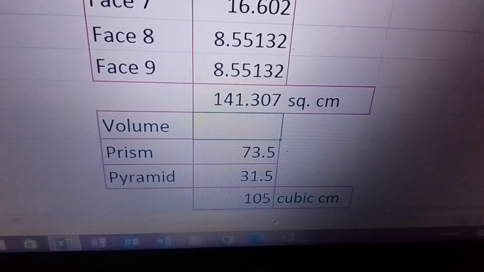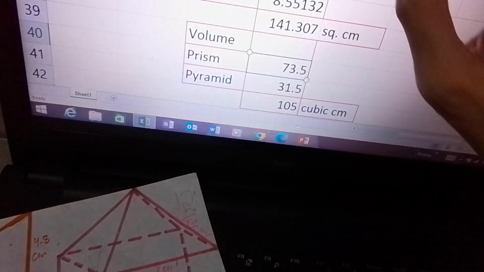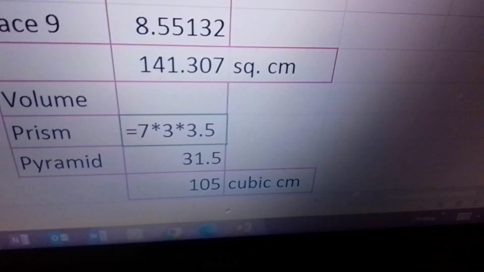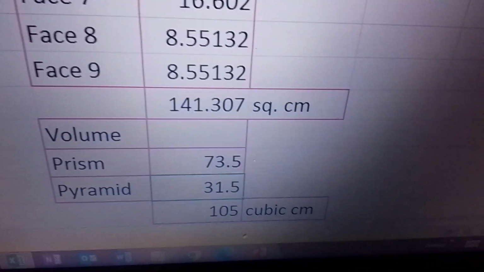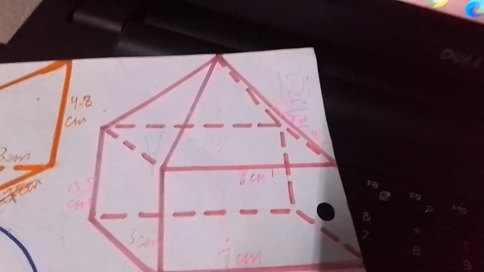Okay, so ganito yun. Di ba remember yung prism? It's just length times width times height. We did this and you should get 7 times 3 times 3.5. We should get 73.5. Then for the pyramid, the formula to solve for the volume of a pyramid is the area of the base, 7 times 3, times the height, which is 4.5, diba?